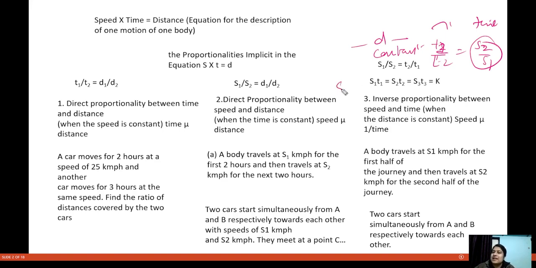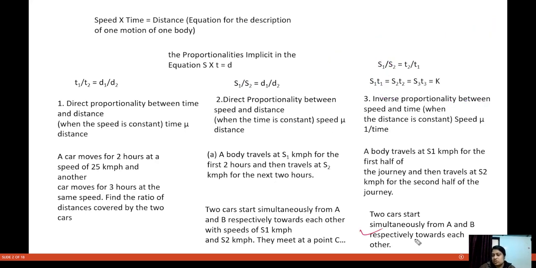Or the ratio of speed will be given by what? S1 by S2 will be given by T2 by T1. And this also implies what? That S1 into T1 is equal to S2 into T2, because the distance traveled is the same. So that is S1 into T1 equals S2 into T2. This also makes sense.